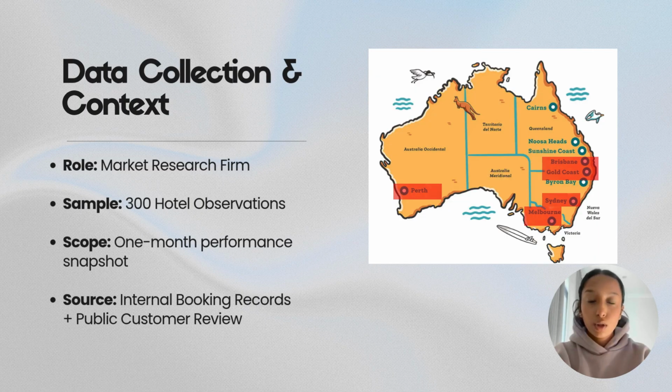Building on those industry drivers, our research firm operationalized these factors by analyzing a specific dataset of 300 Australian hotels. Our data represents a 1 month performance snapshot across the major capital cities shown on our map. To ensure a comprehensive view, we used a dual source approach, combining internal booking records with public customer reviews. Our primary focus is the dependent variable, average room price.